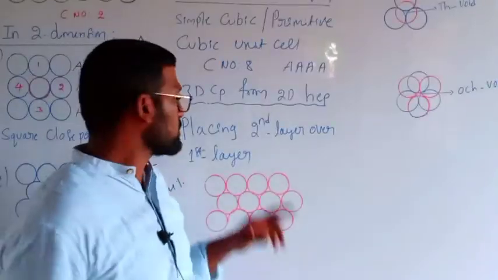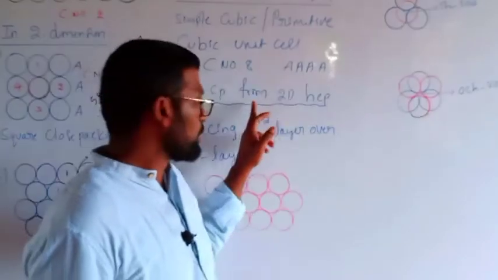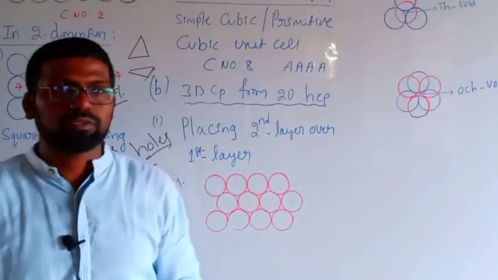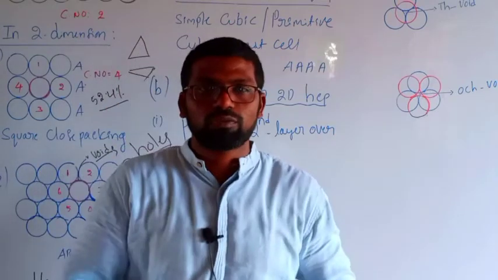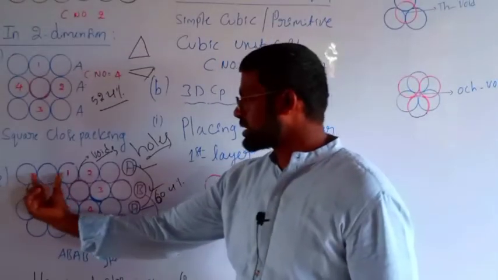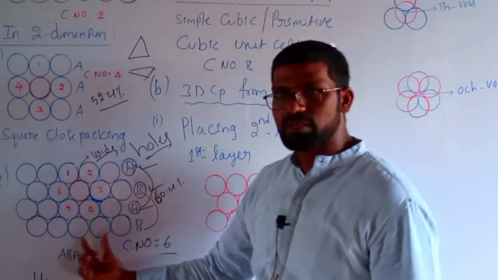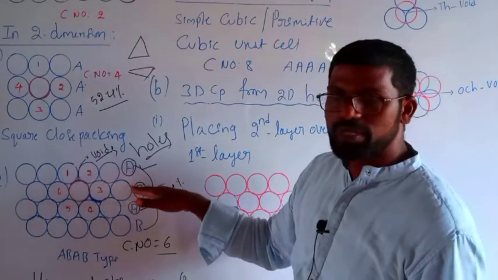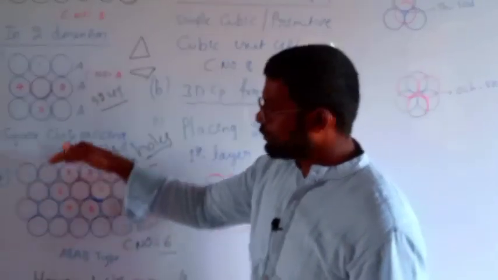Now let us discuss three-dimensional close packing from two-dimensional hexagonal close packing. Just a few minutes before, we have seen the two-dimensional hexagonal close packing. Two-dimensional hexagonal close packing will be like this. And here the second layer particles are placed in the depressions of the first layer.